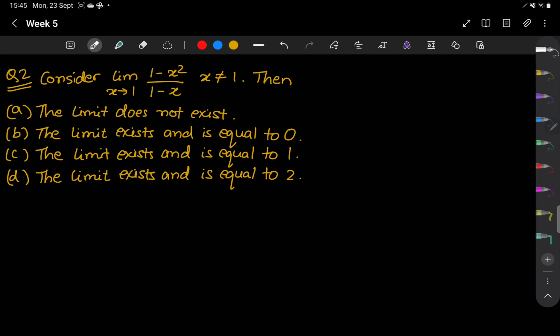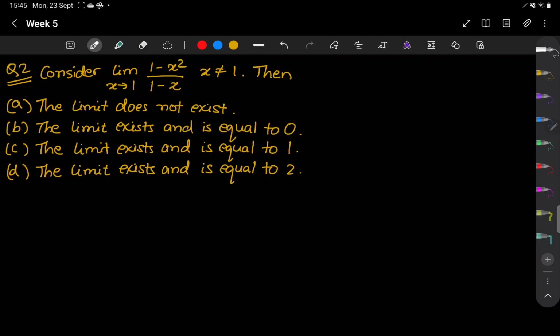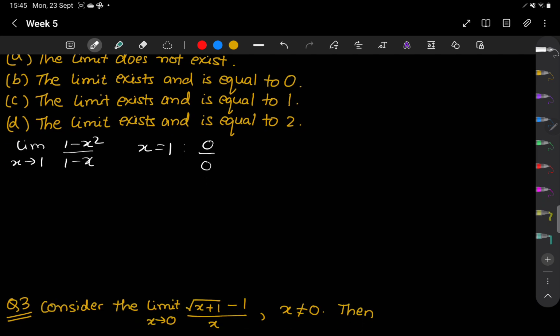Okay, so let us now discuss the solution. So this is an example of what I was discussing earlier. If you just plug in x equals 1, you get a 0 by 0 form. The numerator also becomes 0, denominator also becomes 0. So this is a 0 by 0 form and it is indeterminate.